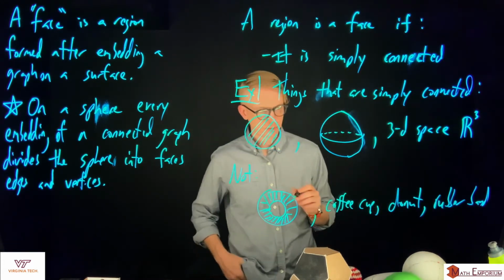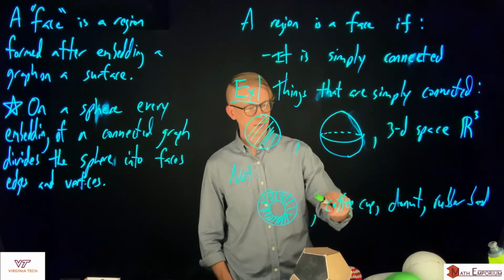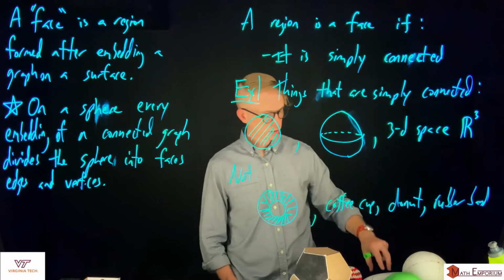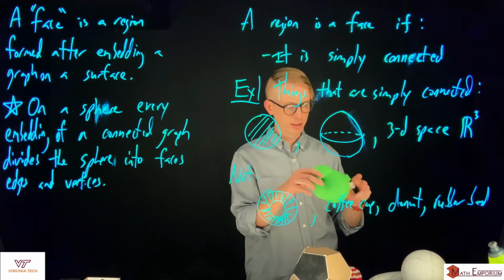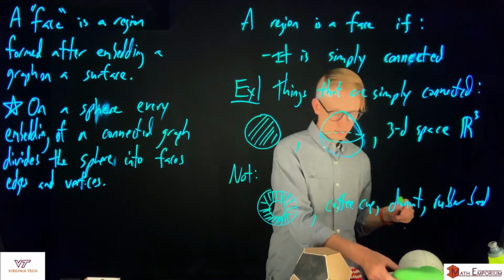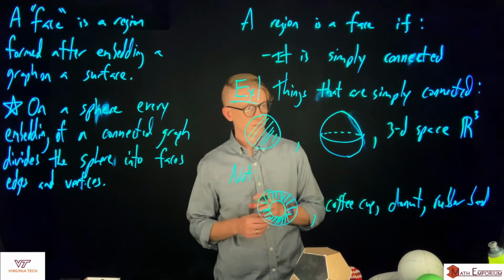And you can probably start finding some similarities here, right? These all have these loop structures in them. The coffee cup has a handle, the donut has this hole. This thing is not simply connected. Anything with a loop is not simply connected.